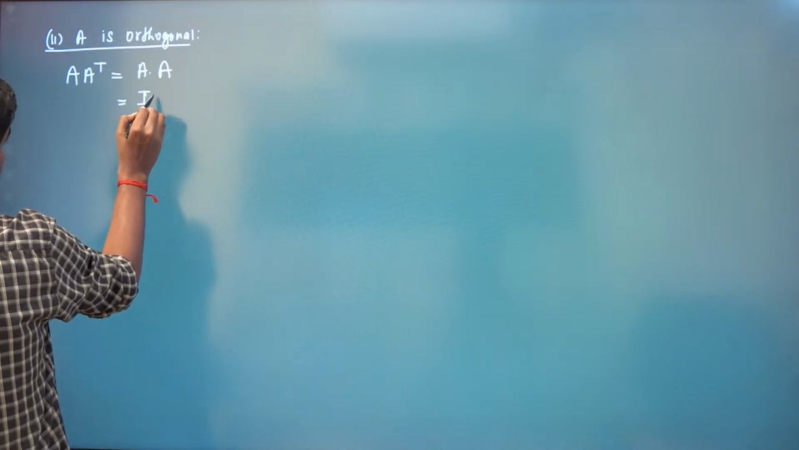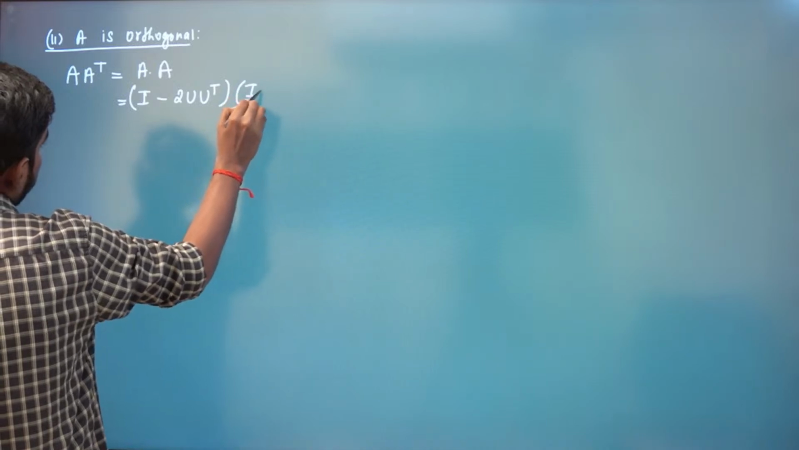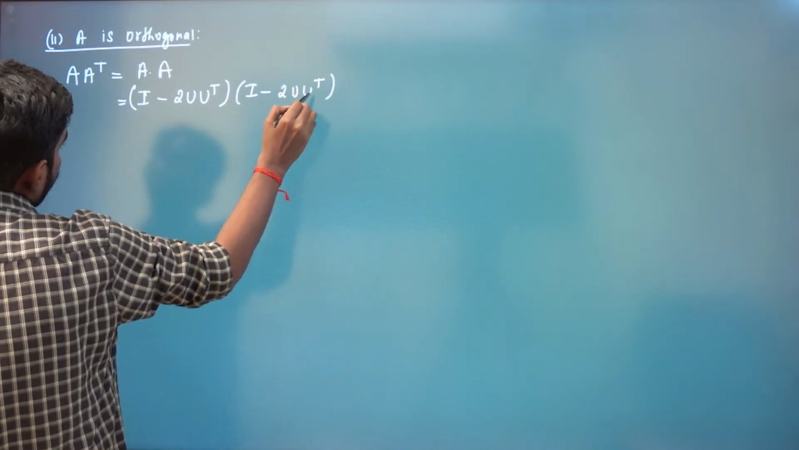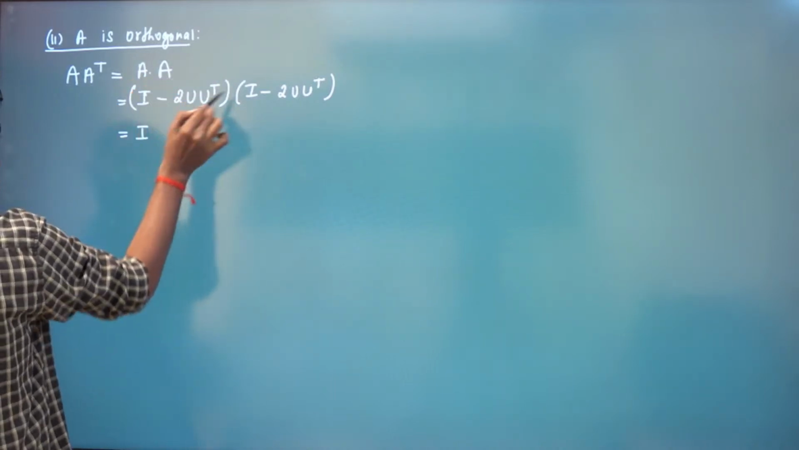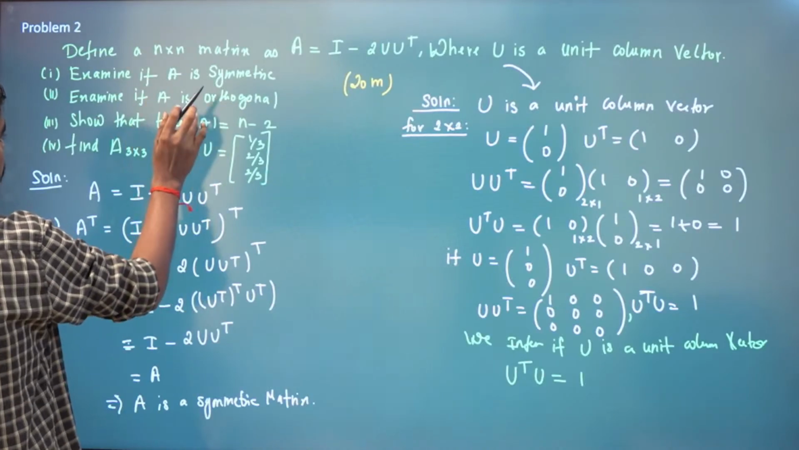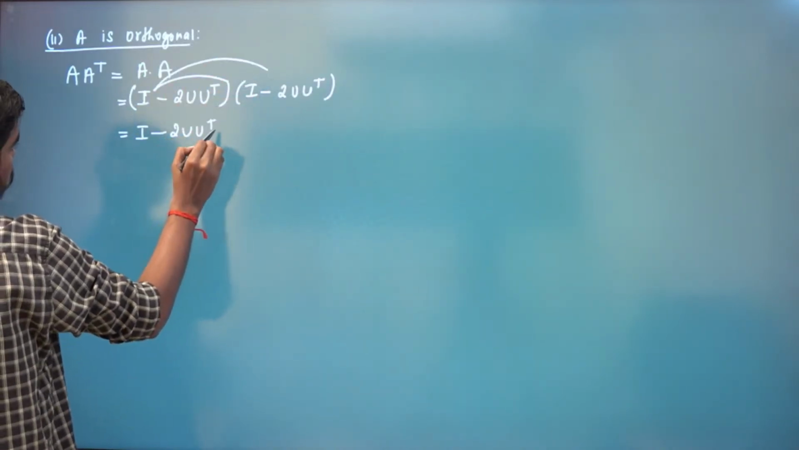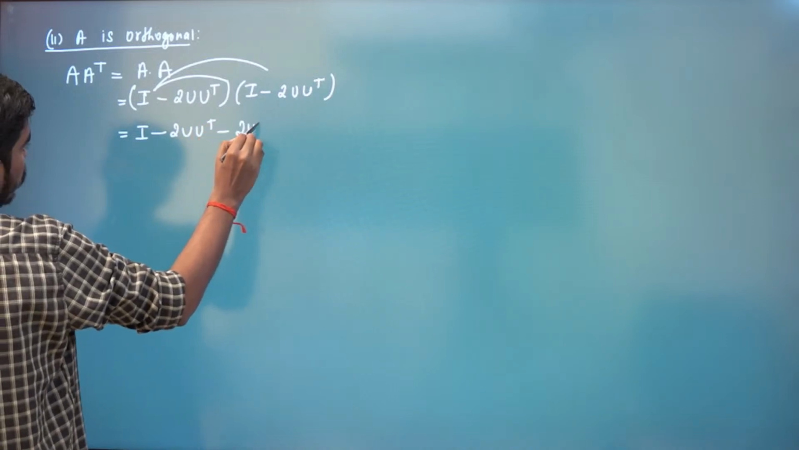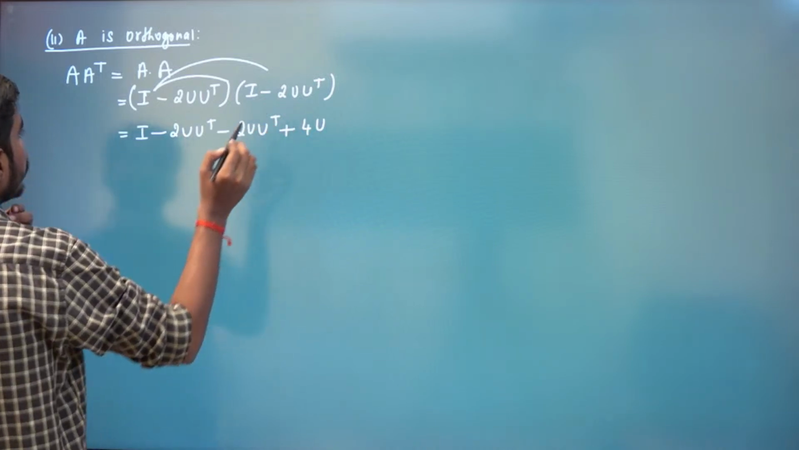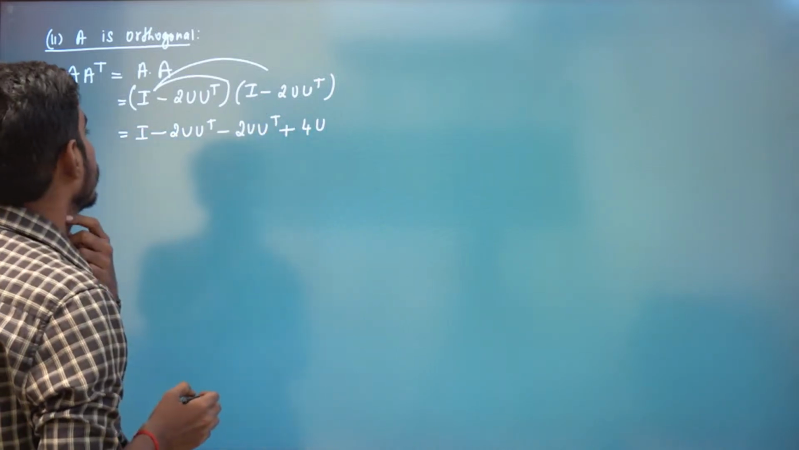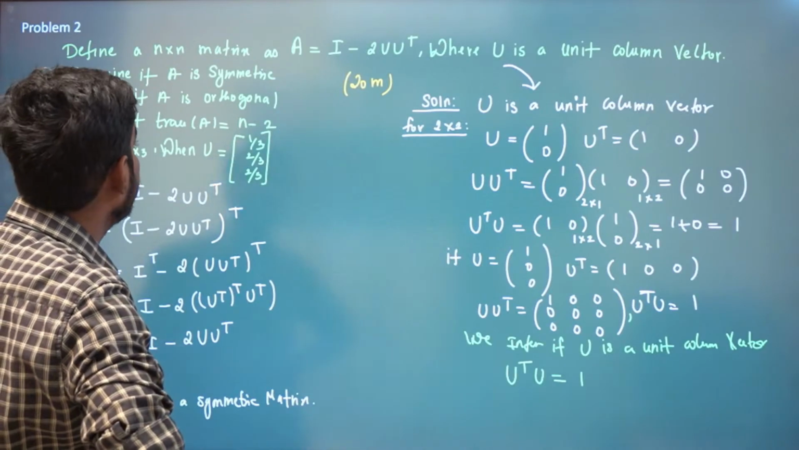What is A? A is given by I minus 2u into u transpose. So we multiply I minus 2u u transpose by I minus 2u u transpose. I into I is I, and then minus 2u u transpose, and here minus 2u u transpose, plus 4 times u into u transpose u into u transpose, that is 4 times u into I minus u into u transpose.